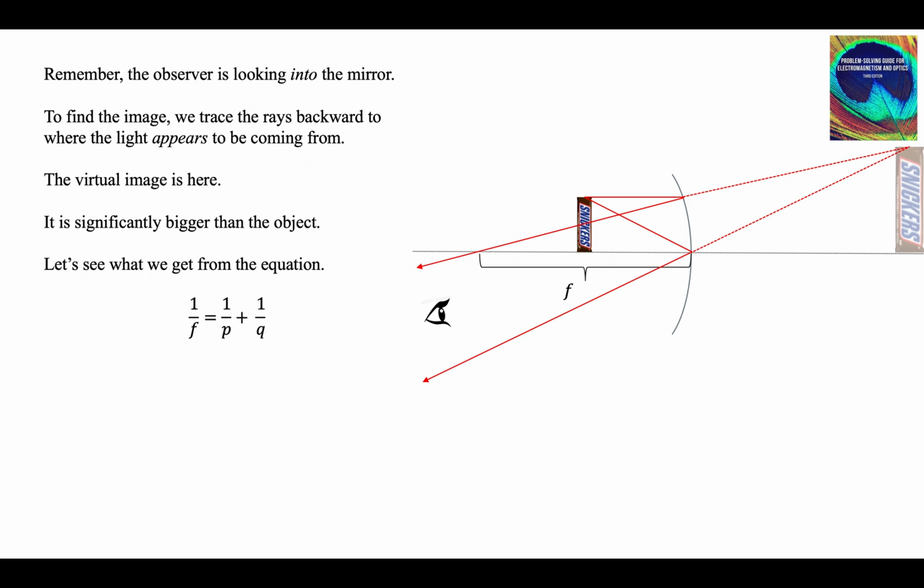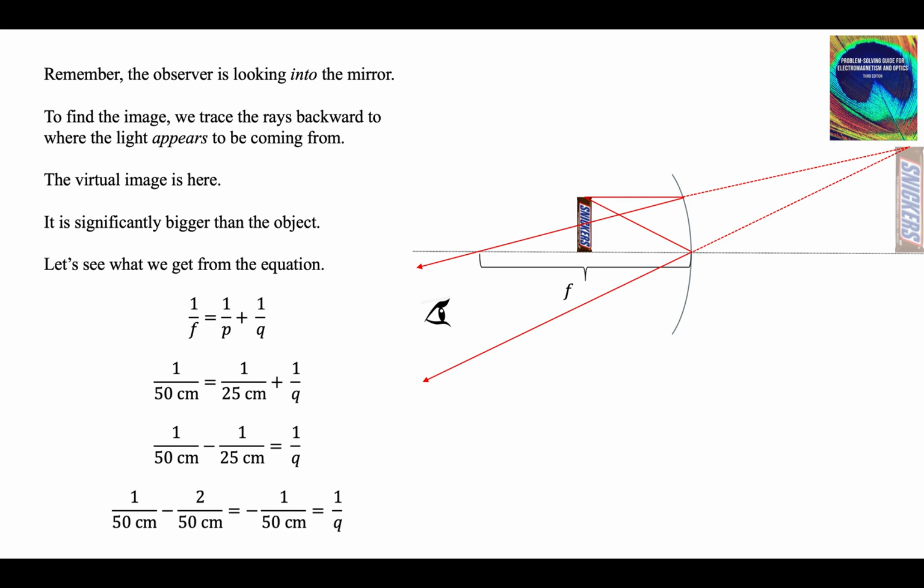1 over f is 1 over p plus 1 over q. f is 50 centimeters. p is 25 centimeters. Those were both given. We have to solve for q. We subtract 1 over 25 centimeters from each side. Get a common denominator: 1 over 25 becomes 2 over 50. We do the math, and we get that 1 over q is 1 over minus 50. q is minus 50, and that's all good news.